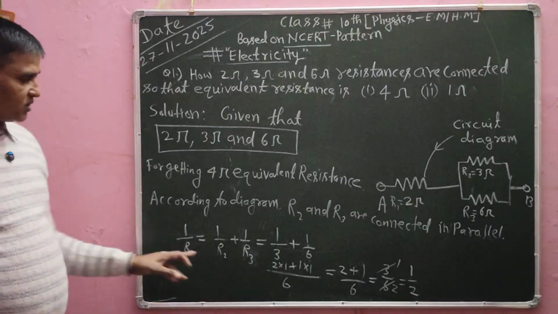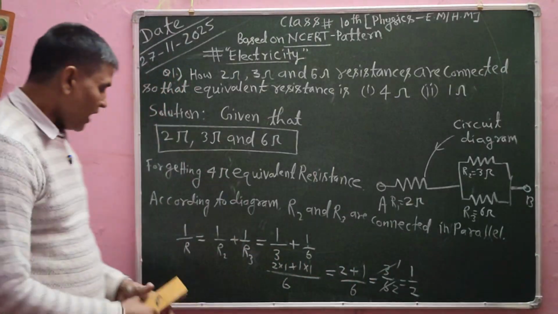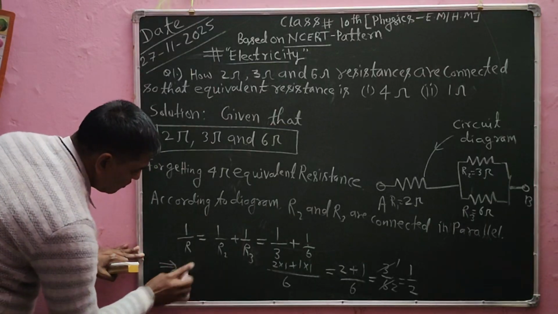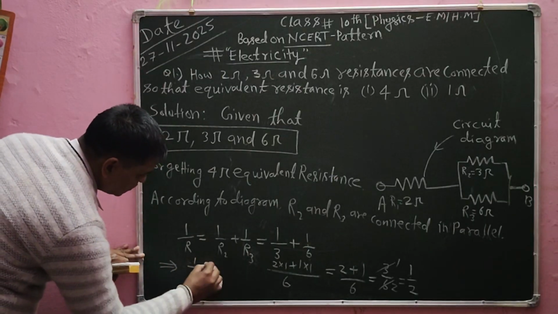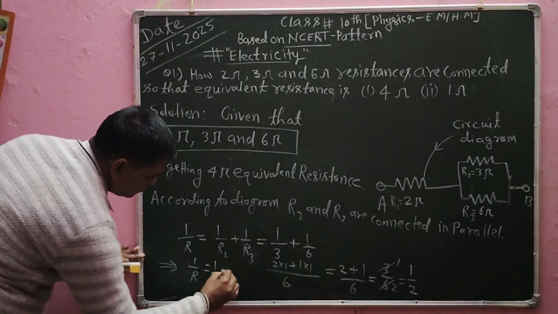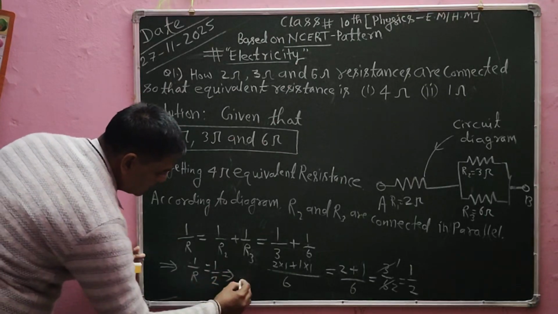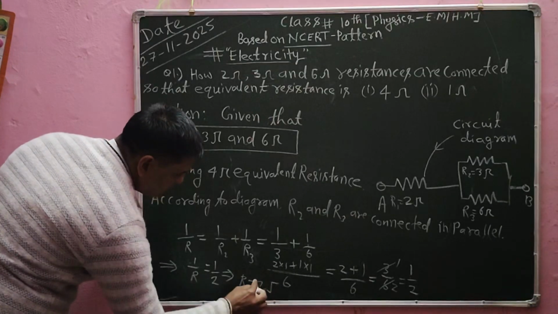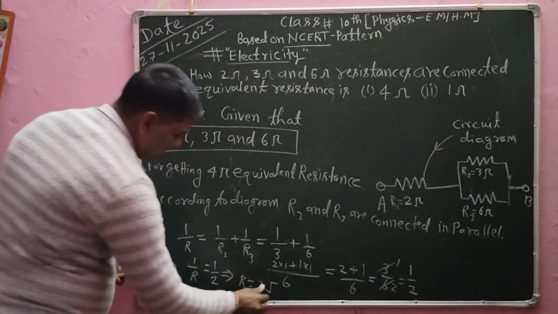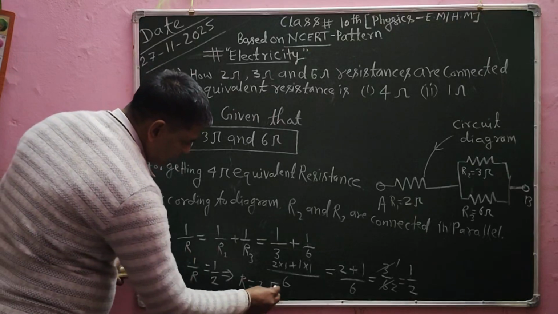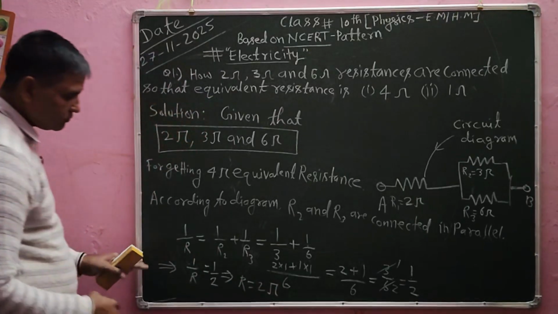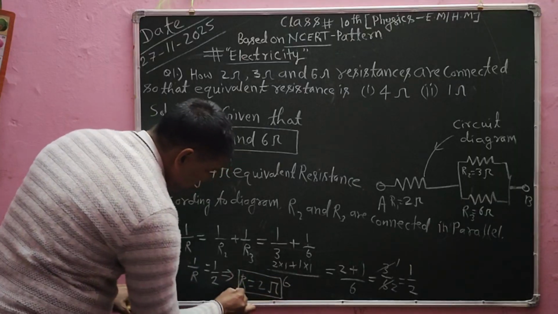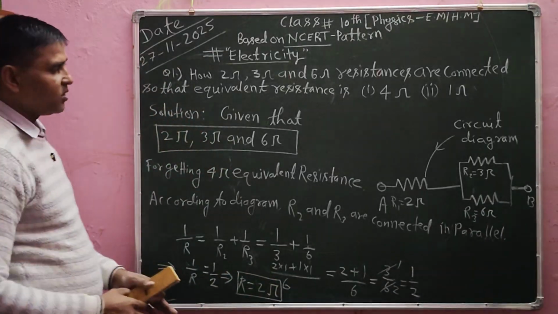So 1 by R is equal to 1 by 2. I will do cross multiplication. So R is equal to 2 ohm. So here I write R equals 2 ohm. This is the value of R I have got here.